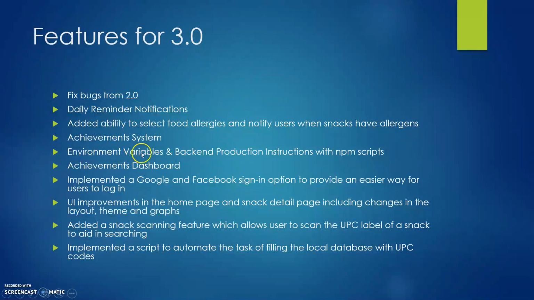We ended up doing some environment variables for the developers. This basically makes backend deploys and publishes to production a lot easier because that was a big thing we struggled with. We had an achievements dashboard to keep track of your achievement progress, Google and Facebook authentication for an easier login and to connect your existing accounts with Google and Facebook. Some UI improvements to the snack detail page and the themes and graphs.